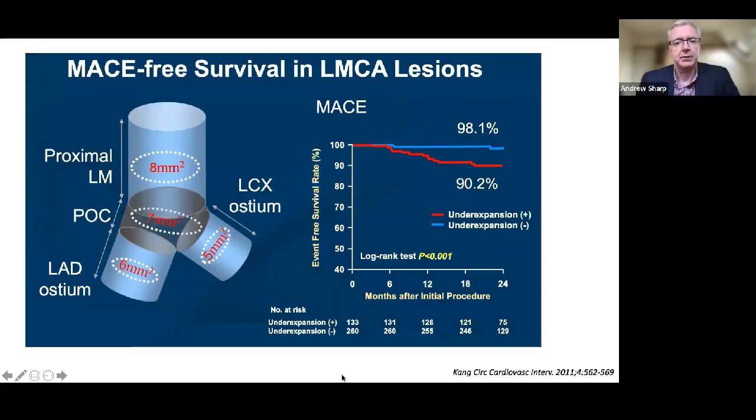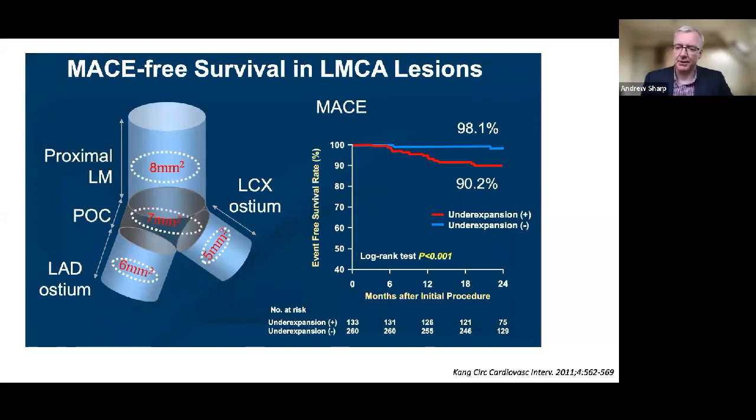And what are we trying to achieve when we do left main PCI? Well, this was reported by Kang about 11 years ago. And it's in an East Asian population, so it's not entirely representative to some populations, particularly in the Western world. EXCEL is probably more appropriate for that. But what Kang showed is that if you're doing bifurcation PCI of the left main, you need to try and achieve a minimum area at the ostium of circumflex of greater than 5 millimeters squared, at the ostium of LAD greater than 6, at the bifurcation, the so-called polygon of confluence, 7, and then in the left main 8.